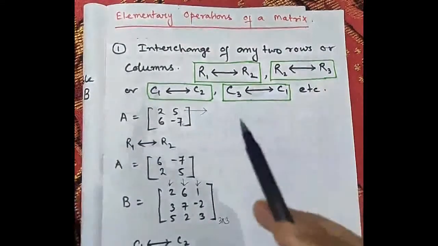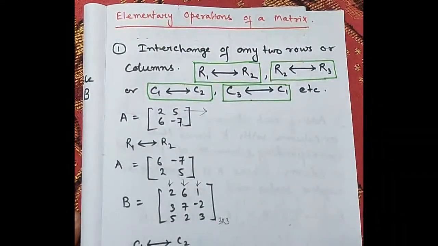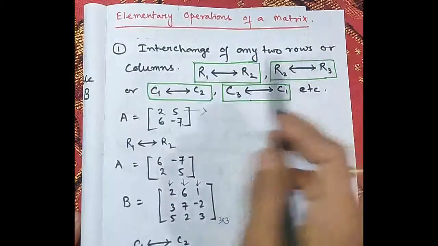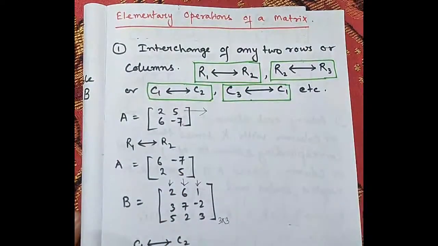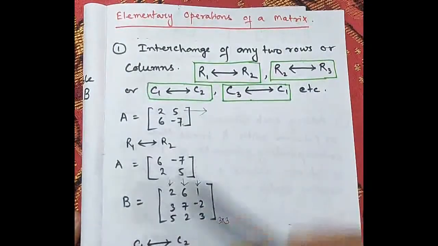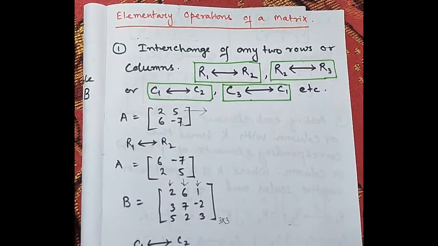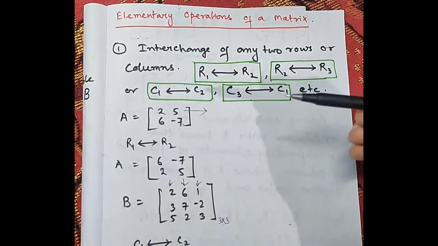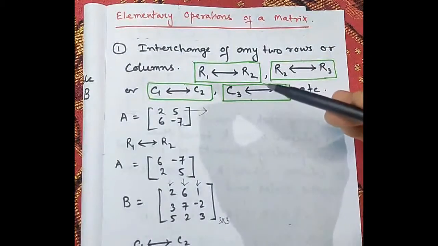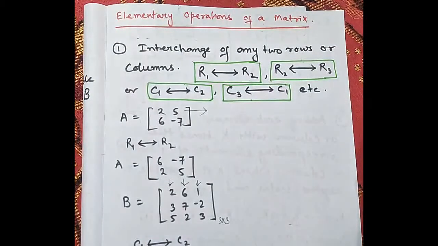So what are those operations? Three types of operations are there. In elementary row operation, we will perform three types of operation. First is interchange of any two rows or columns. What we have to do here? We have to just interchange two rows or two columns. When we have to apply this operation, that we will learn in our next topic. First, today's class will teach you how we can perform these elementary operations.